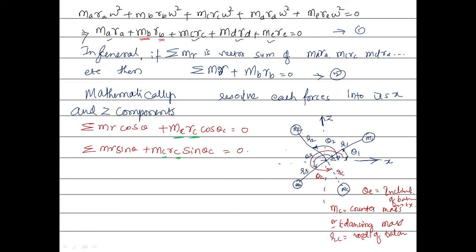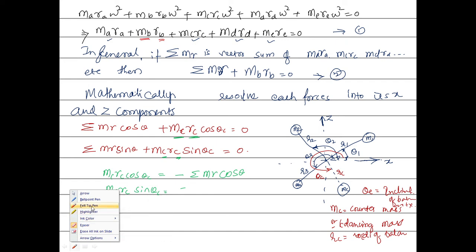Based on the above equation, in the horizontal direction, the unknown is MCRC into cos theta c, which can be obtained from the summation of mr into cos theta. Based on the second equation, you can find out sin theta.